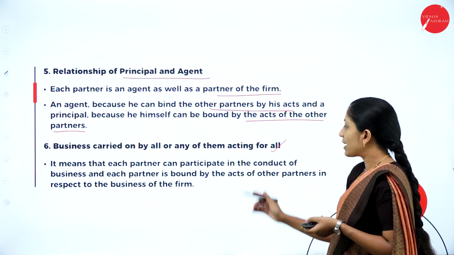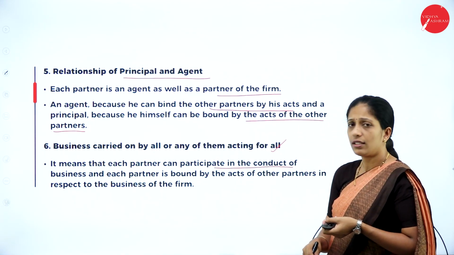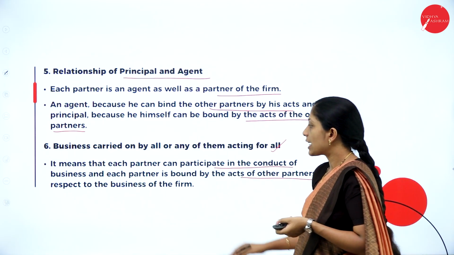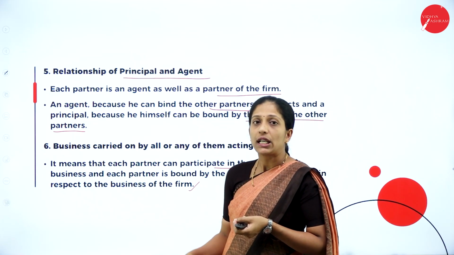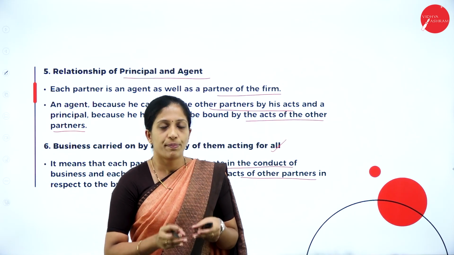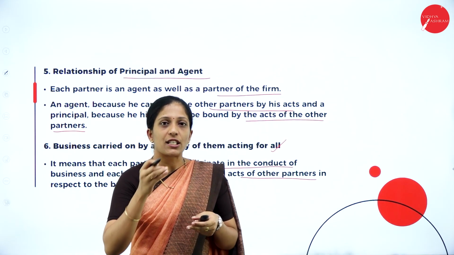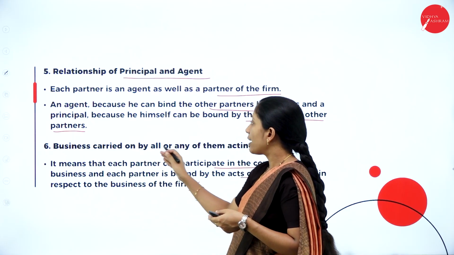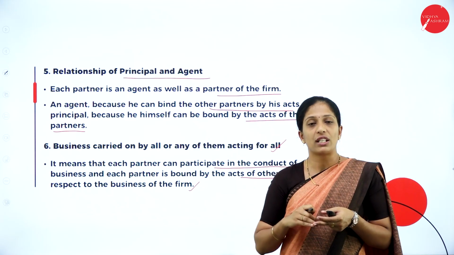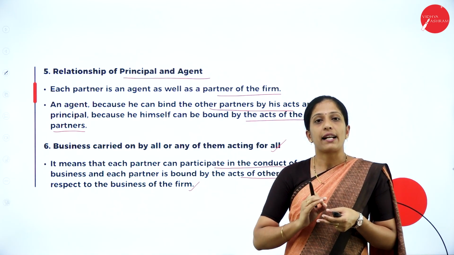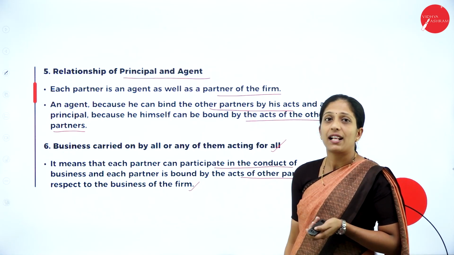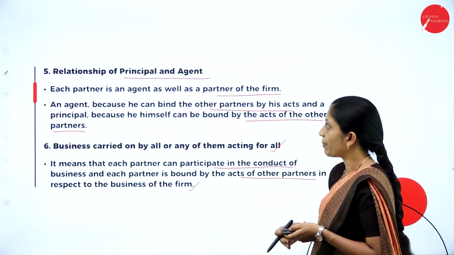Next is business carried on by all or any one of them acting for all. It means that each partner can participate in the conduct of the business, and each partner is bound by the acts of other partners in respect of the business of the firm. So each and every partner has a right to participate in all the activities of the partnership firm. So either he can follow the decision of others or he can actively participate in all the activities of the partnership firm. So this would be the sixth characteristic of partnership.